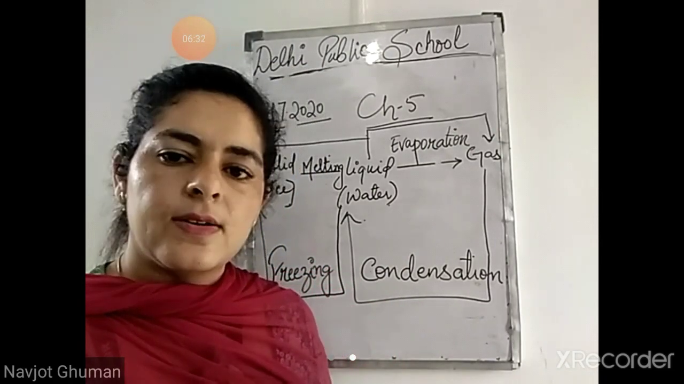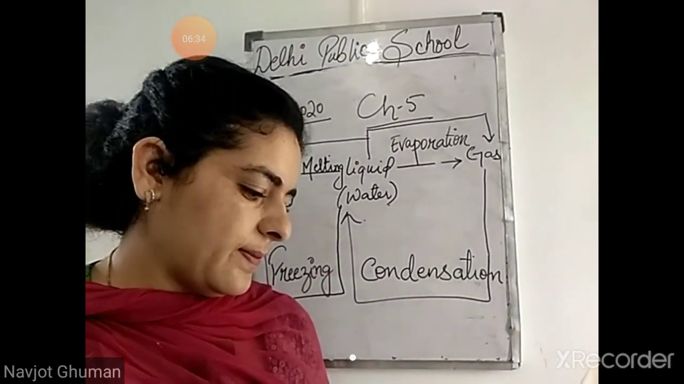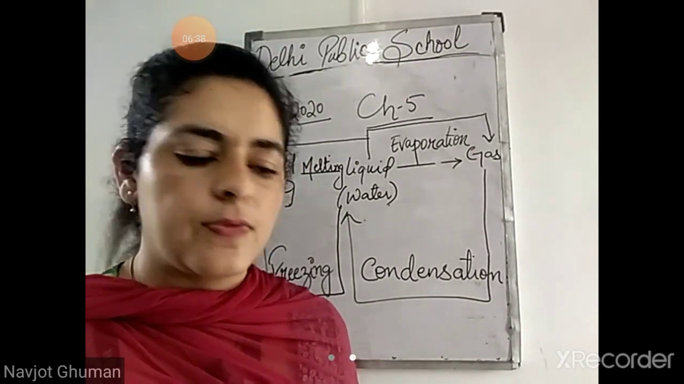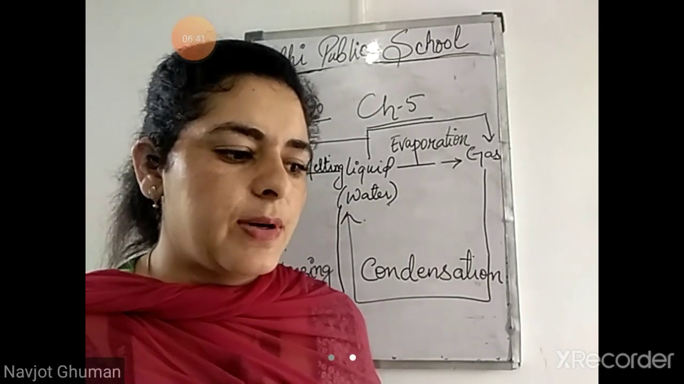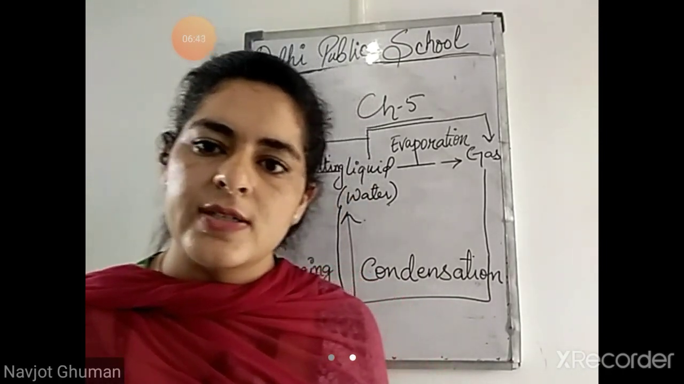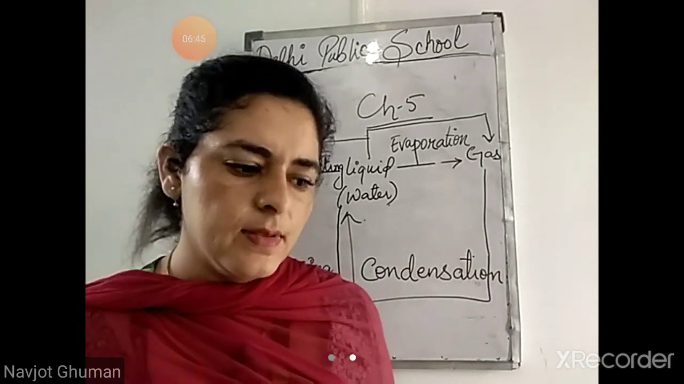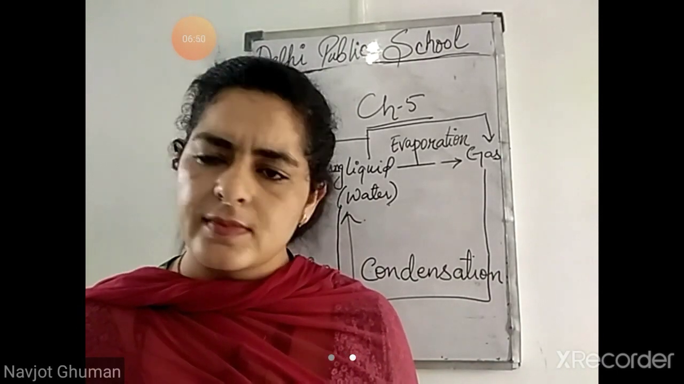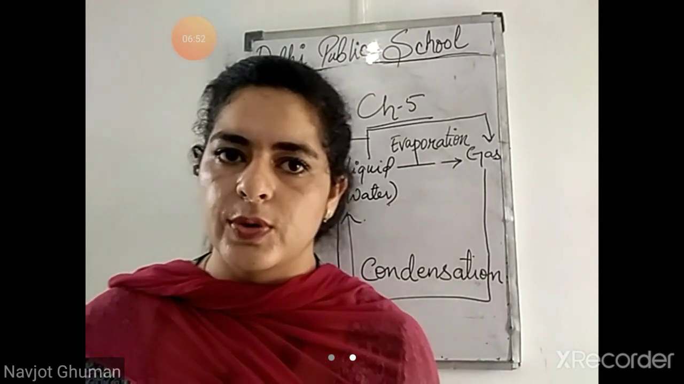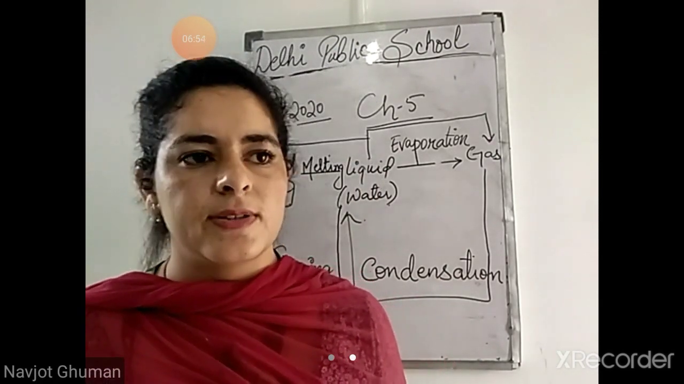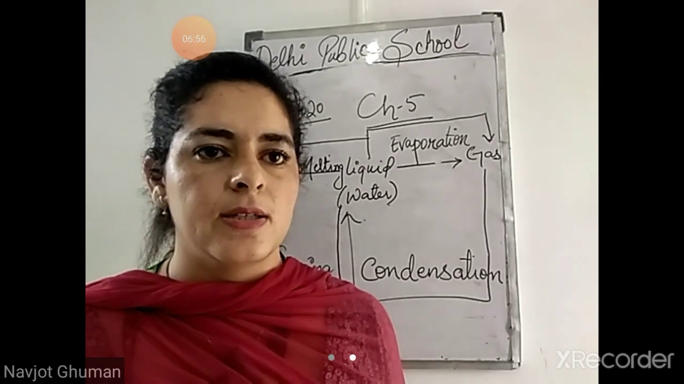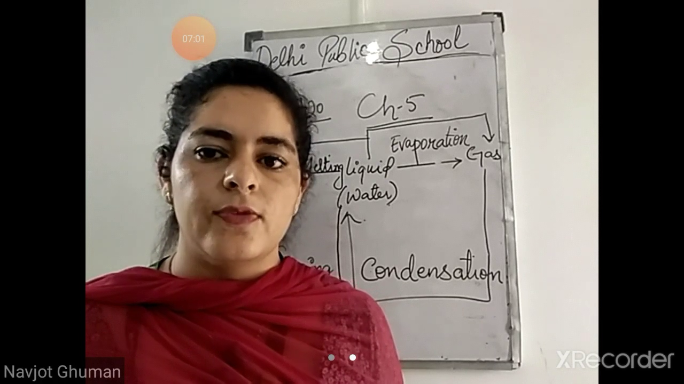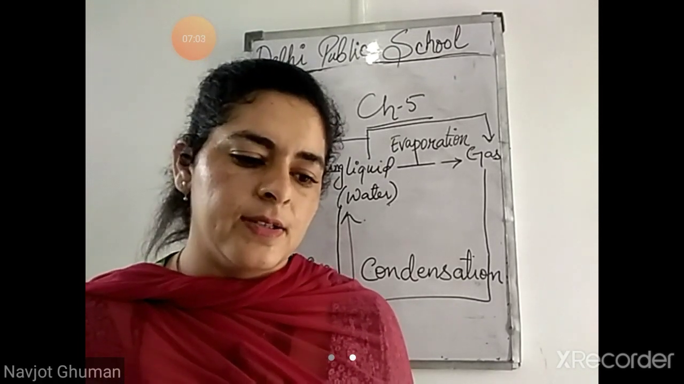Now let's recall what we have read in this chapter. Come to page number 50. First we read about the solids. What are solids? Solids are the things that have fixed shape and fixed size. They cannot flow, they cannot be poured into any containers. Examples you can take: pen, pencil, eraser, sharpener, bed, chair, table. Any example you can take which has fixed shape and size.